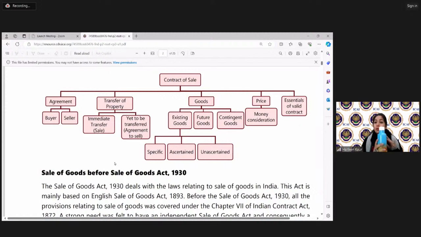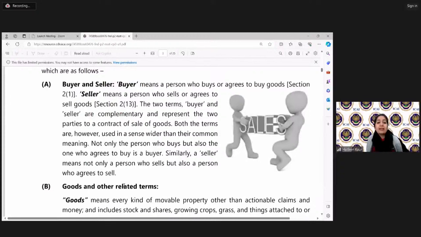The answer is absolutely no. So I need a buyer in order to sell my goods. So if ever I'm the seller, I cannot buy my own goods. I always need another party to buy my goods. That is what we understand from the term that the buyer and seller are complementary to each other.